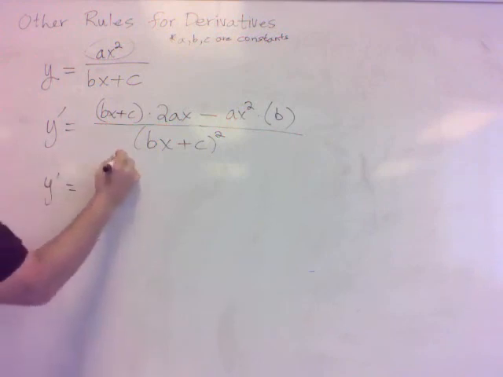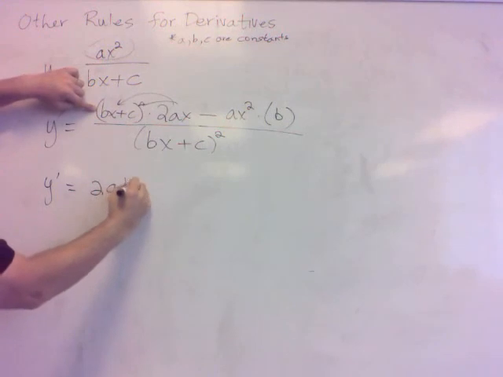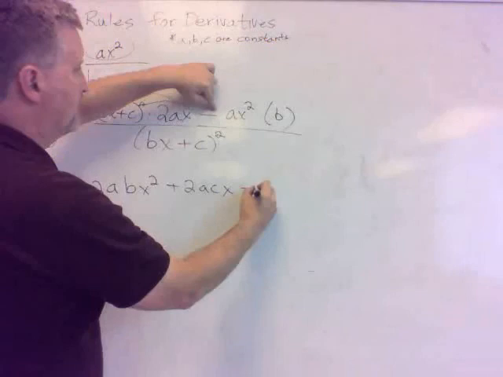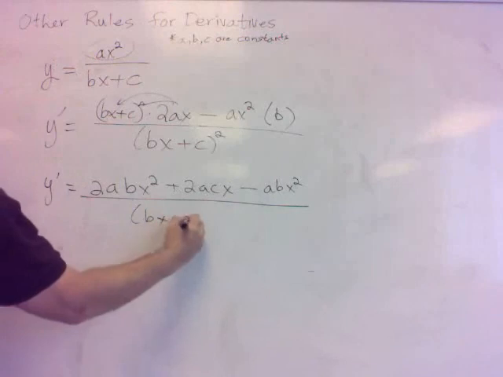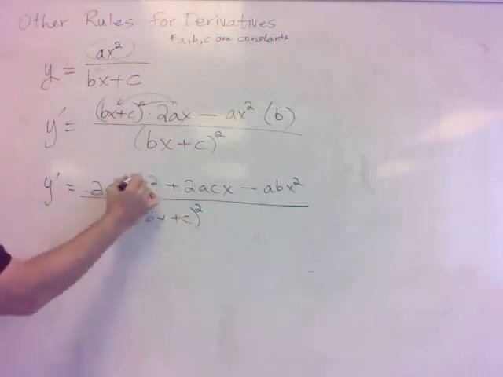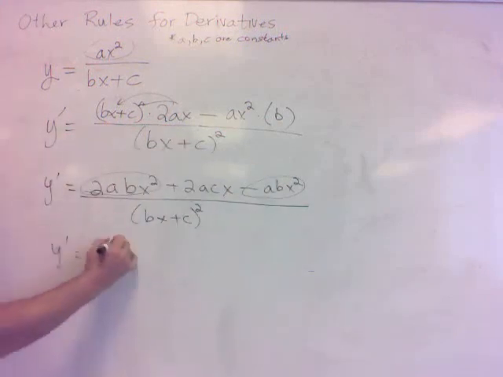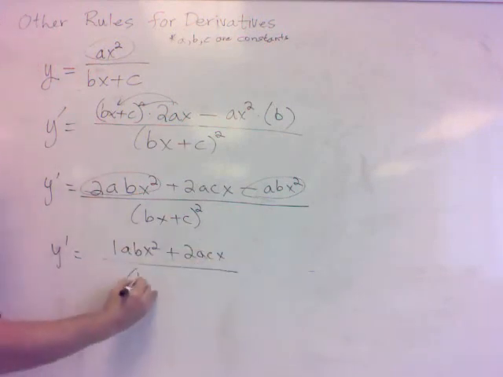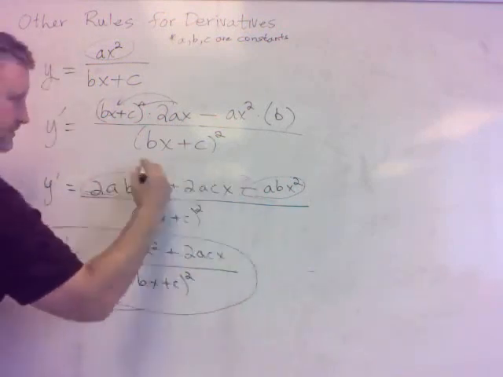Yeah, I think we can clean that up a little bit. Multiply this and this in. So that would be 2abx squared plus 2acx minus, and let's write this one, abx squared, over bx plus c squared. This does clean up because I've got this minus. Aren't those like terms? Abx squared, abx squared. So it's 2 minus 1. So that'd be 1abx squared plus 2acx over bx plus c squared. I just combined those two to get that.